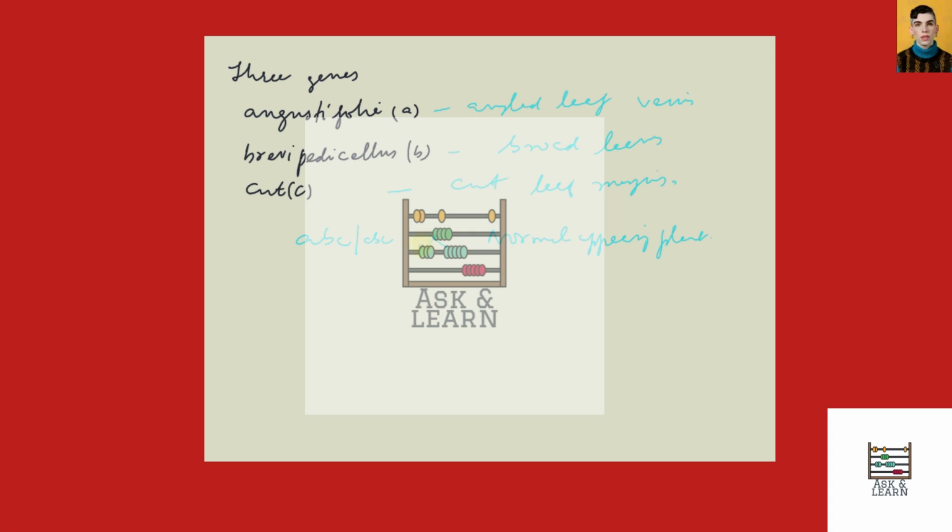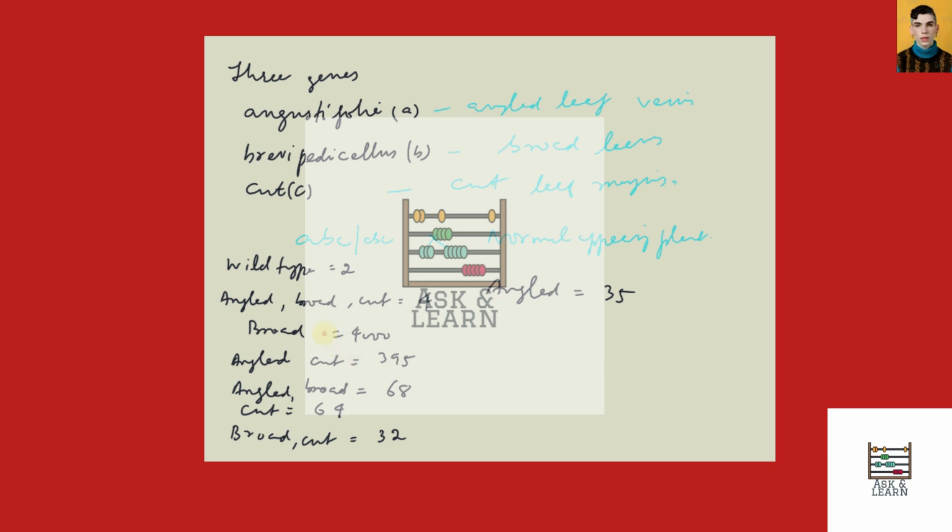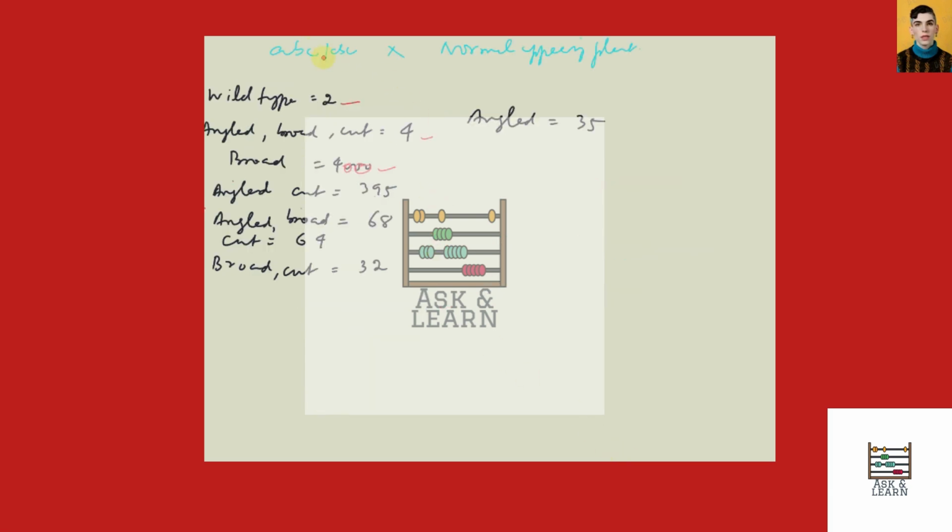The following progeny phenotypes were observed: wild type, 2 numbers; angled, broad, cut, 4; broad, 400; angled, cut, 395; angled, broad, 68; cut, 64; broad, cut, 32; and angled, 35. Now the question asked is, what is the genotype of the normal appearing plant, and what will be the correct map of these three genes on the chromosome?